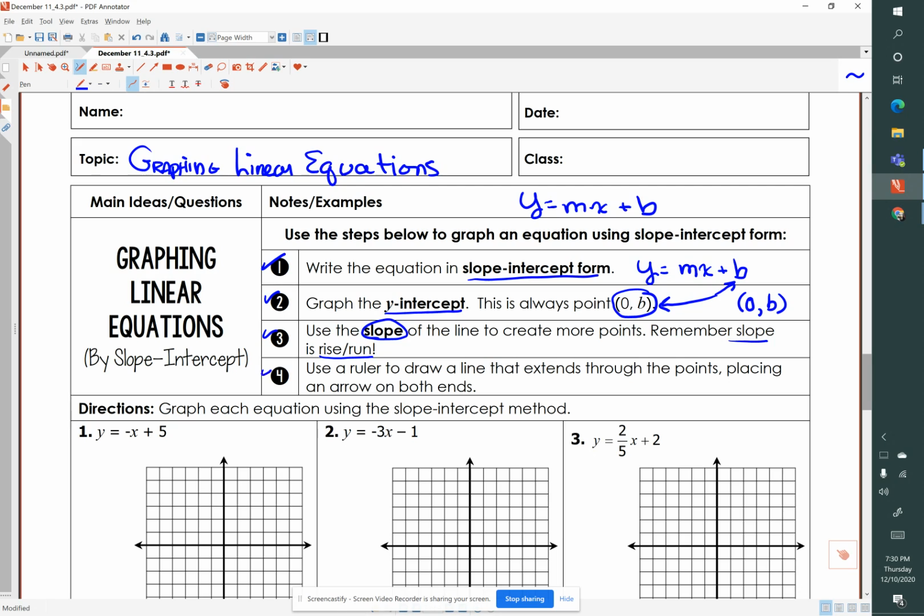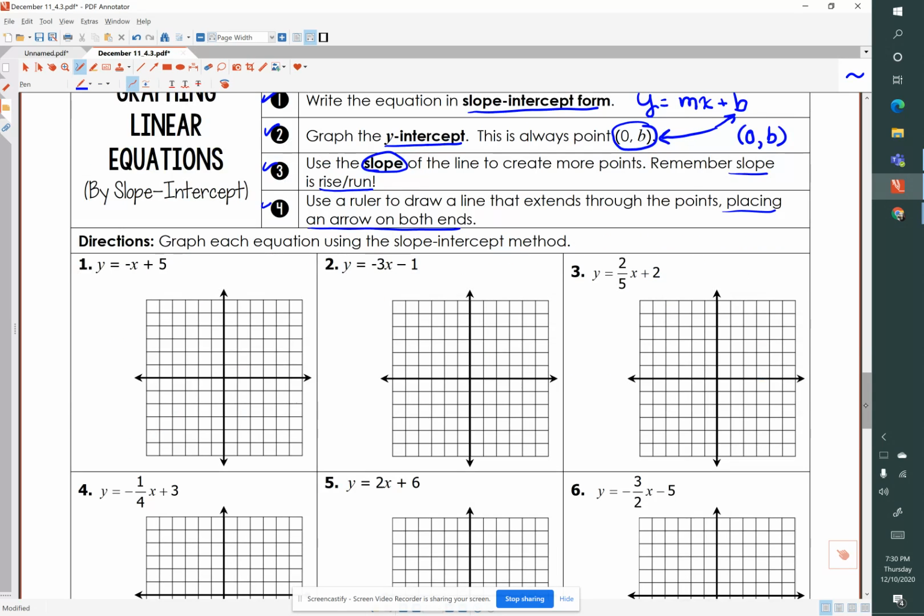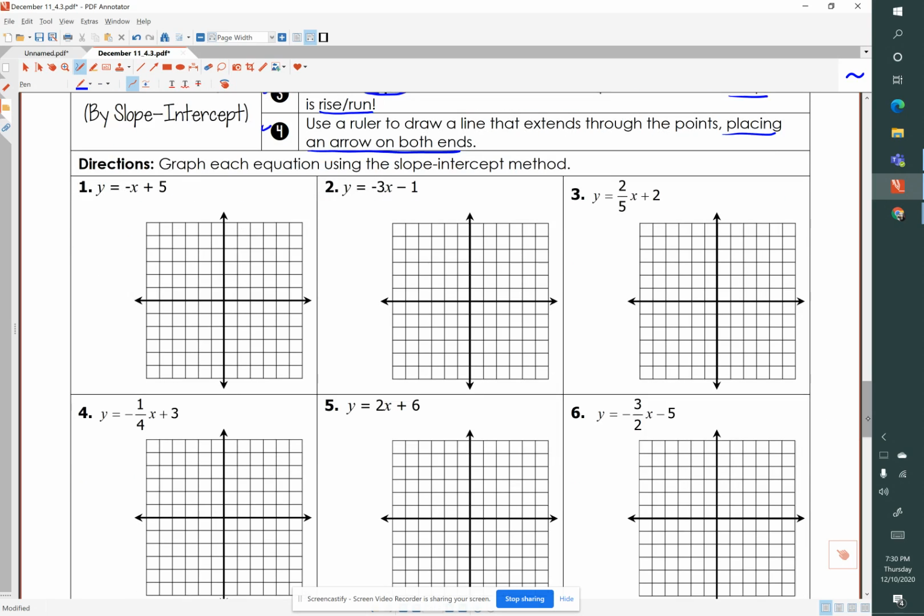Then the last thing you're going to do is use a ruler to draw a line that extends through the points, and I want you to place an arrow on both ends to get full credit for all of your work. So the directions ask us to graph each equation using the slope-intercept method. So the first 6 problems, if I look at both of these, step 1 is already done. These are already written in slope-intercept form.